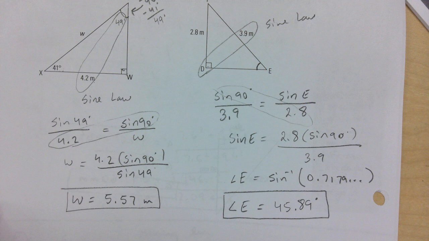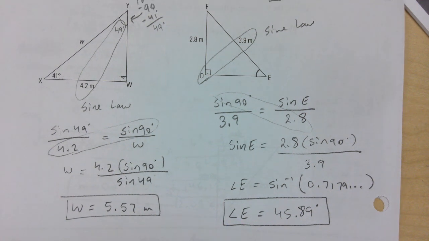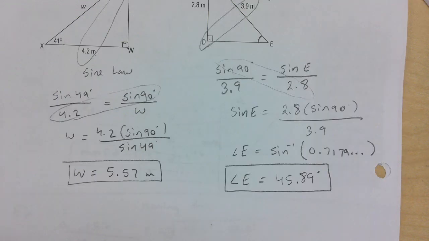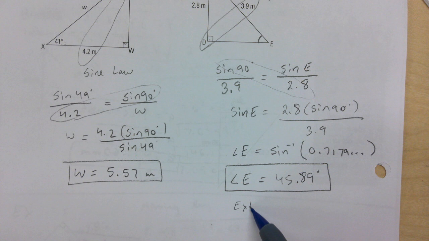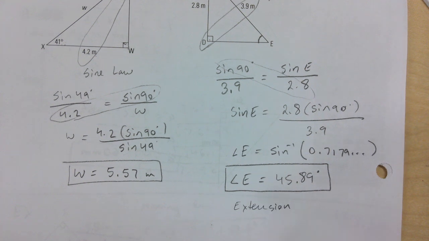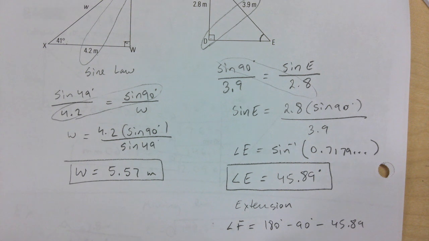Could you now find angle F? Absolutely. Extension. Angle F: it's a right triangle, so it'd be 180 minus 90 minus 45.89, right? So it would be 44.11 degrees.